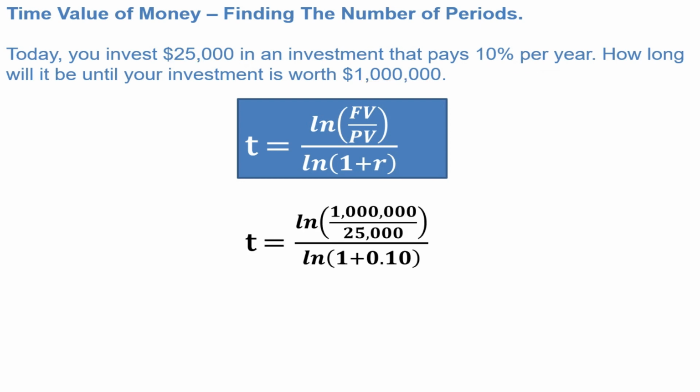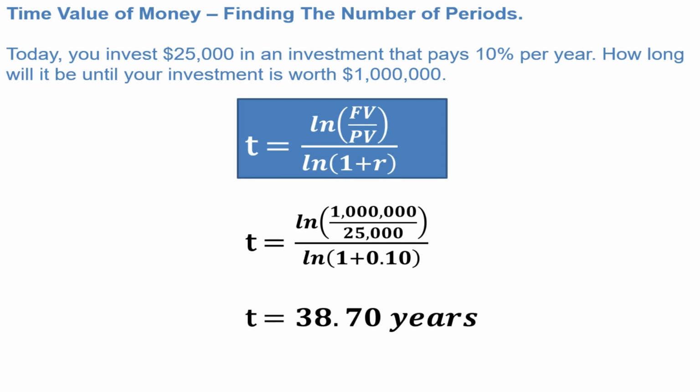When we sub in the information that is given to us in the question into this formula, we should get something that looks like this. On the numerator, we have the $1 million future value divided by the $25,000 present value. On the denominator, we have ln times 1 plus the interest rate of 10%. The $1 million is the future value because that is what our investment will be worth at some point in the future. The $25,000 is the present value because that is how much we are investing today.